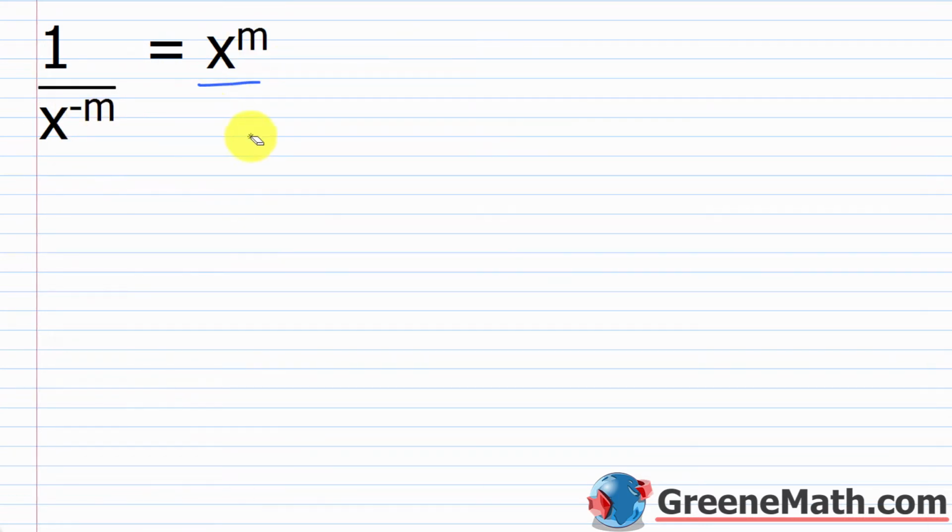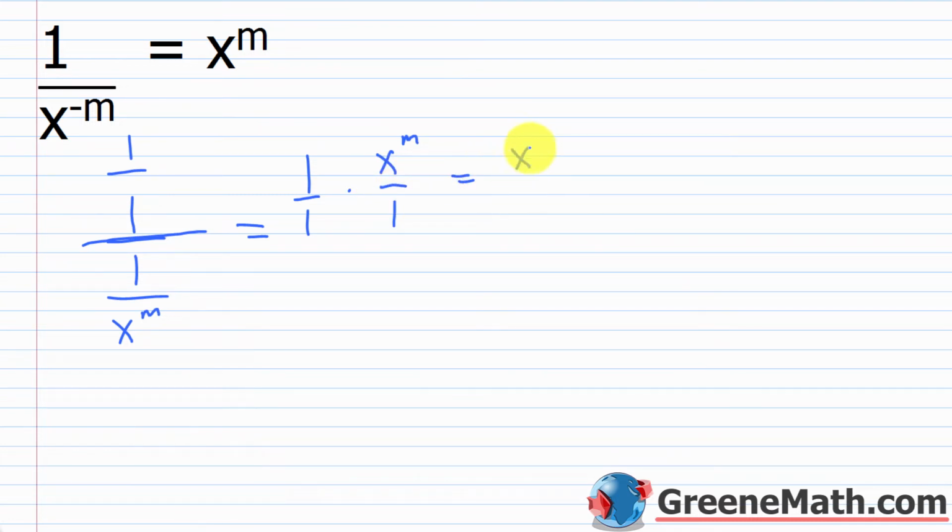Another way to think about this, kind of a longer way, if I have 1 over x to the power of negative m, remember, I could take the reciprocal of the base and make the exponent positive. So I could write this as 1 over 1 over x to the power of m. So if 1 is divided by this fraction, really I could write 1 over 1 divided by 1 over x to the power of m, which turns into 1 over 1 times the reciprocal of this, which would be x to the power of m over 1, which is just x to the power of m. So that's how I got that in a longer format.